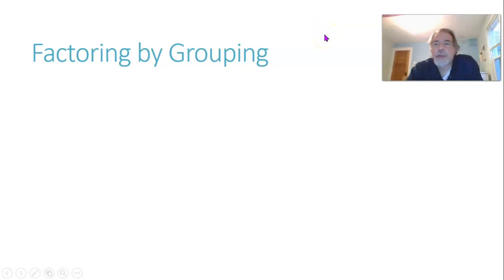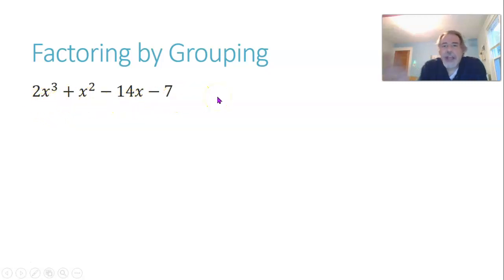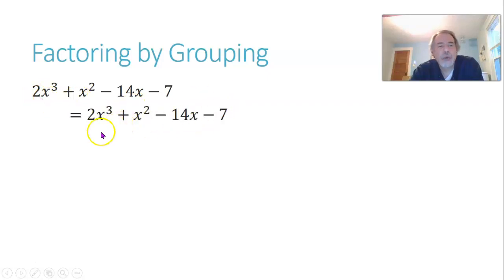Last thing I'm going to talk about in this video is factoring by grouping. That's when you have 4 terms, and there's nothing that all 4 of them have in common. But if you group them together into the first 2 and then the last 2, what do the first 2 have in common? Well, in the first 2, you can pull out a common x squared.